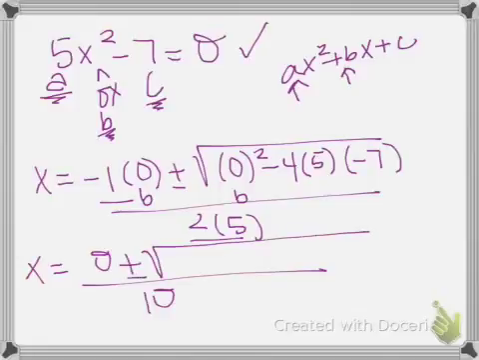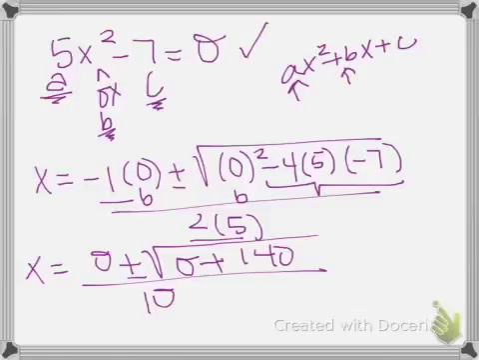0 squared, or to any power, is always 0. 4 times 5 is 20, times 7 is 140. 2 negatives make a positive. Now, it's interesting to note, 0 plus 140 is 140. Try to work out the square root of 140.